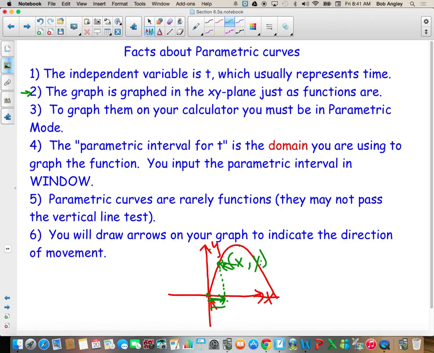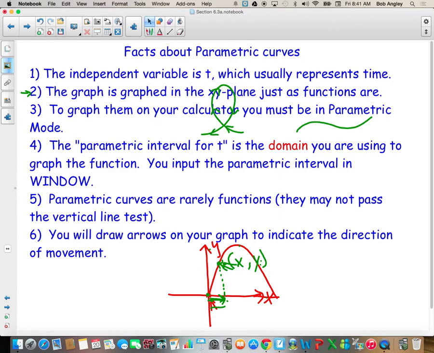And with parametric, when you're in function mode, your calculator always graphs from left to right, no matter what. So since it graphs from left to right, we don't need to draw arrows to indicate motion is left to right. We just assume that's what it is. But in a parametric curve, the curve may do something like this. And if it does, we put arrows on it to indicate the direction of motion.